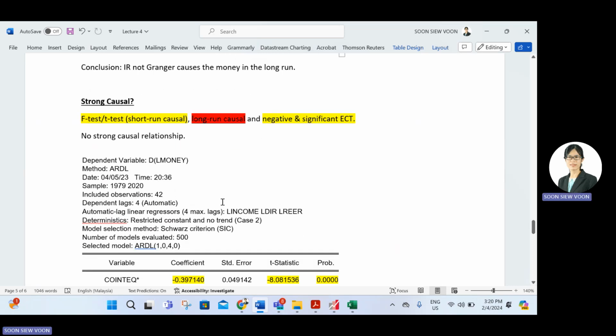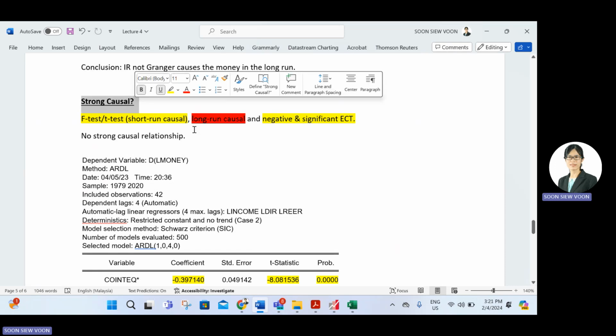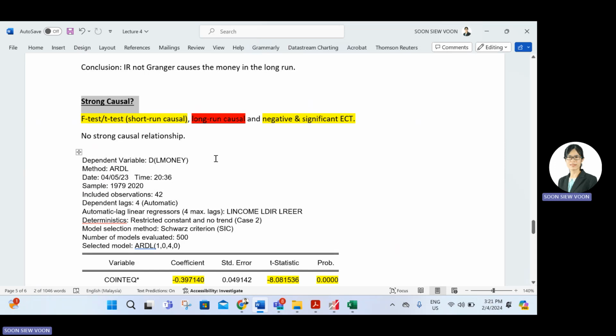So if the question asks whether there is a strong causality, how are you going to answer that? The F test, T test or Wald test we used just now actually tests for the short run causality, right? Then for the long run causality, we look at the long run result, the t-statistic for the long run coefficient. Then how about the ECT term we learned before, right?